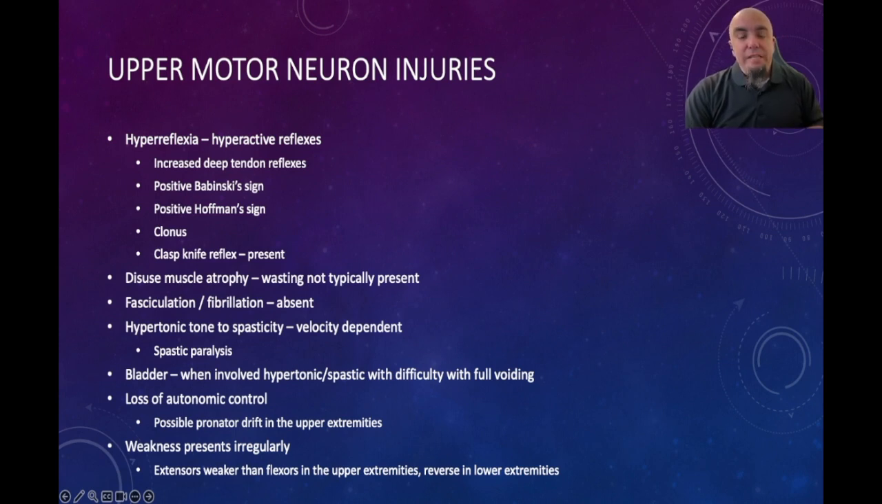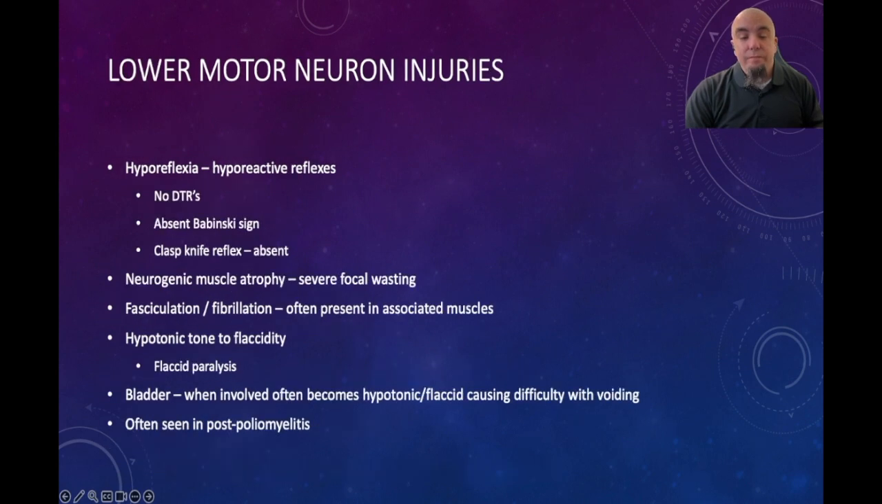The weakness will present very irregularly. In these patients, if it's in the upper extremities, the extensors are often more involved than the flexors. If it's in the lower extremities, it's often the opposite, where the flexors are more involved than the extensors. With lower motor neuron injuries, we typically switch and go to the opposite side of things.